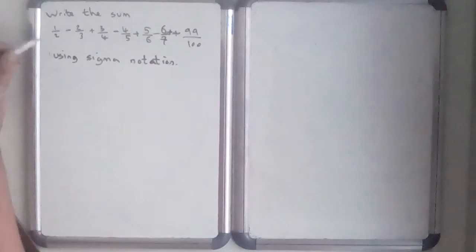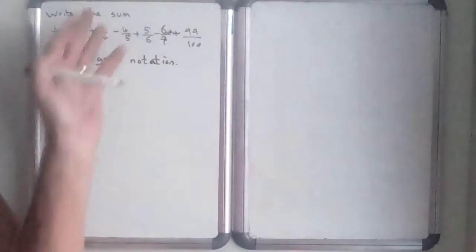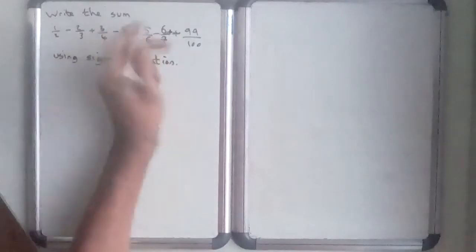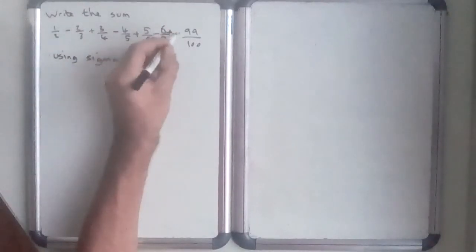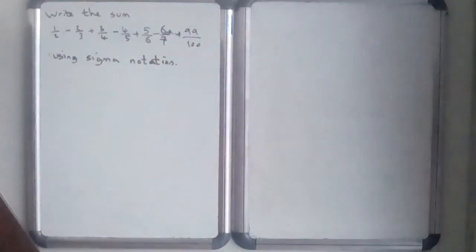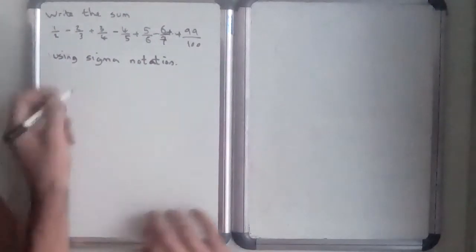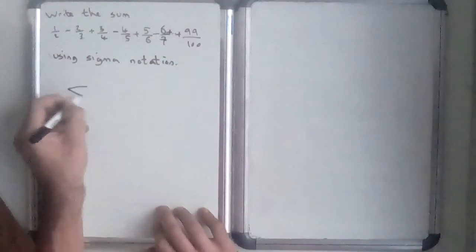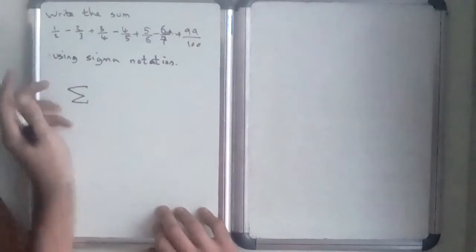Write the sum 1/2 minus 2/3 plus 3/4 minus 4/5 plus 5/6 minus 6/7, and so on, all the way up to plus 99 over 100. So we need to write that sum using sigma notation. Sigma notation means it's got some kind of sigma in.